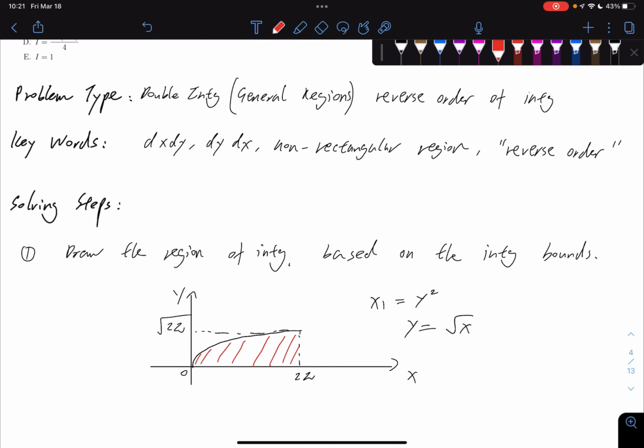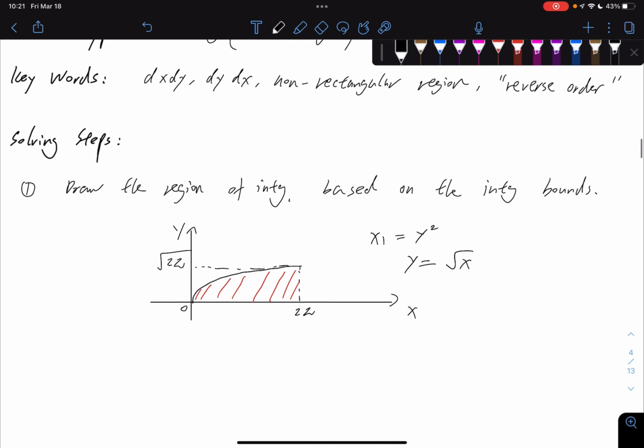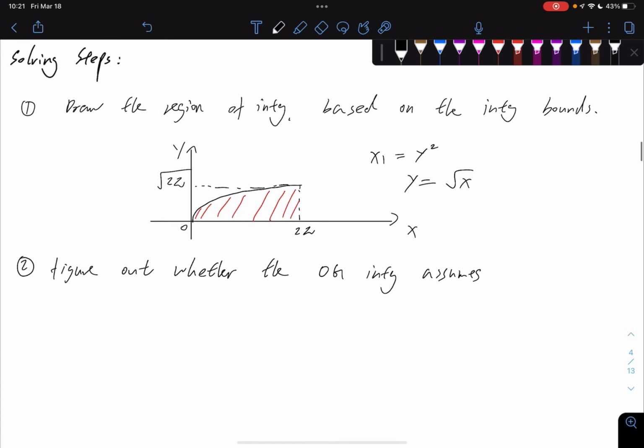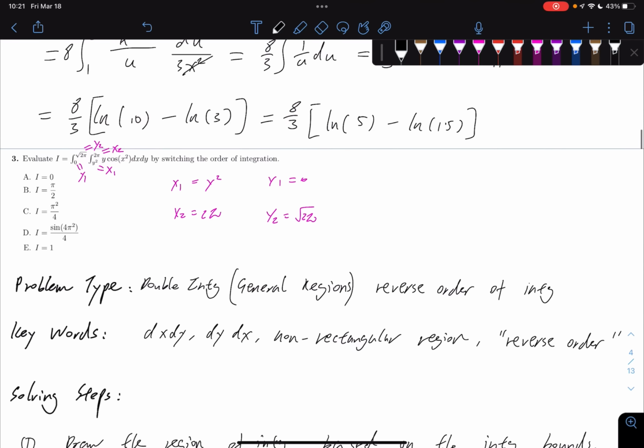The second thing is, we need to figure out whether the original integral, the OG integral, assumes horizontally simple or vertically simple. So horizontally simple, HS, or vertically simple, VS. All right, so let's copy the integral over.